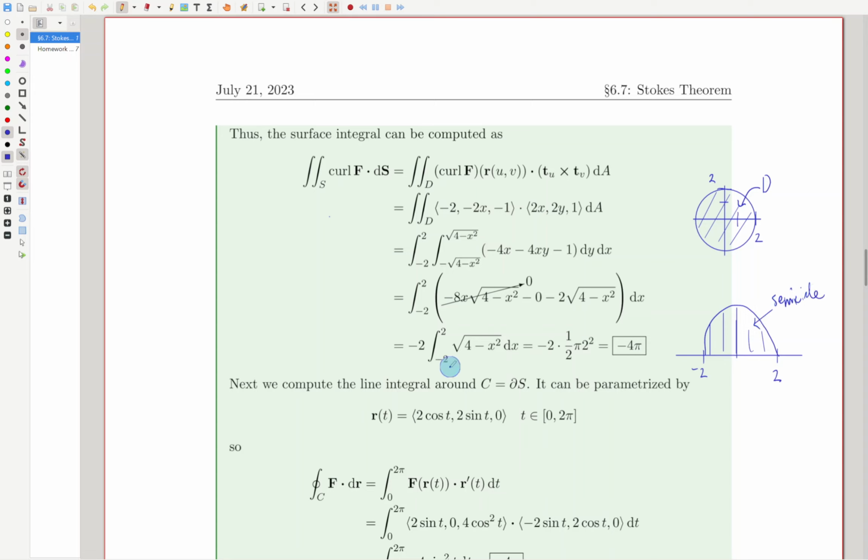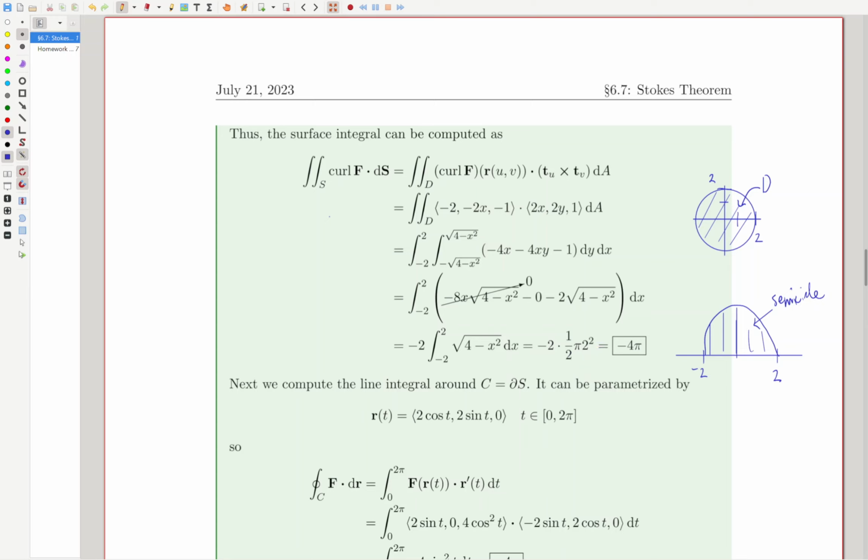Right, as you should be quite familiar with. Instead of computing this by actually integrating, we just think of the area below the curve. So it's 1/2 of the formula for a circle of radius 2, which is pi r squared. Then this simplifies out to minus 4 pi. Okay, so that was the first part.